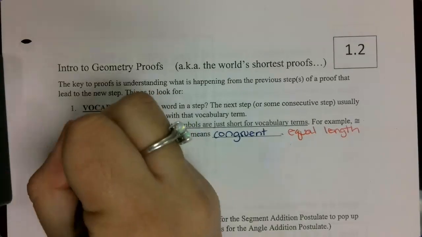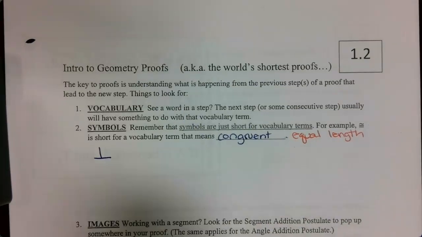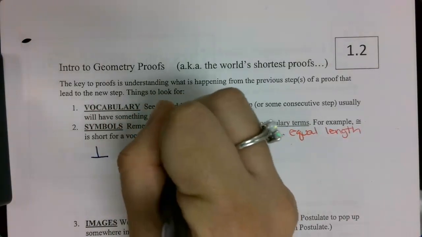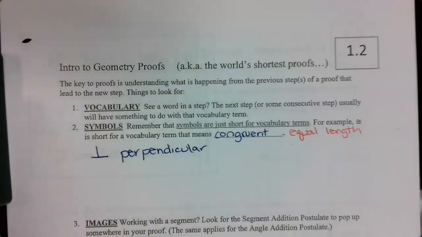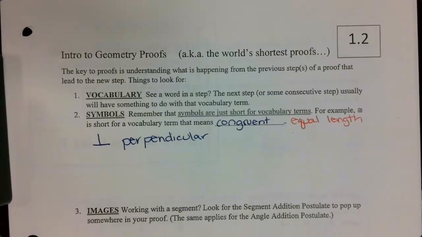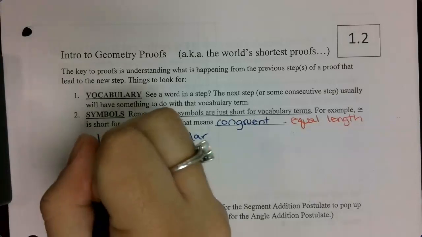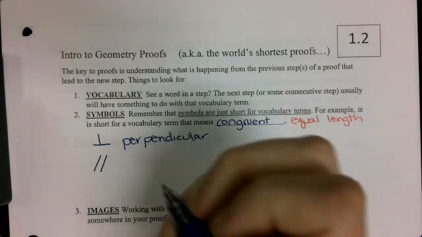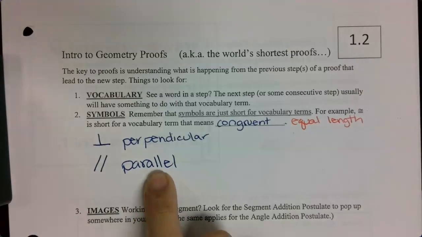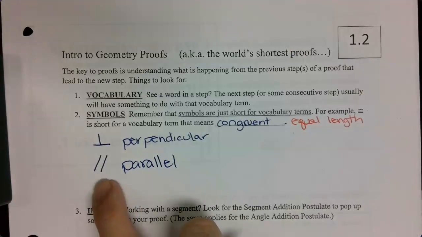Some other symbols we might have is this one that looks like an upside down T. This one means perpendicular. Okay, this one that's two slanted lines means parallel. And I remember because the word parallel has a double L in the middle, and these kind of look like double L's.